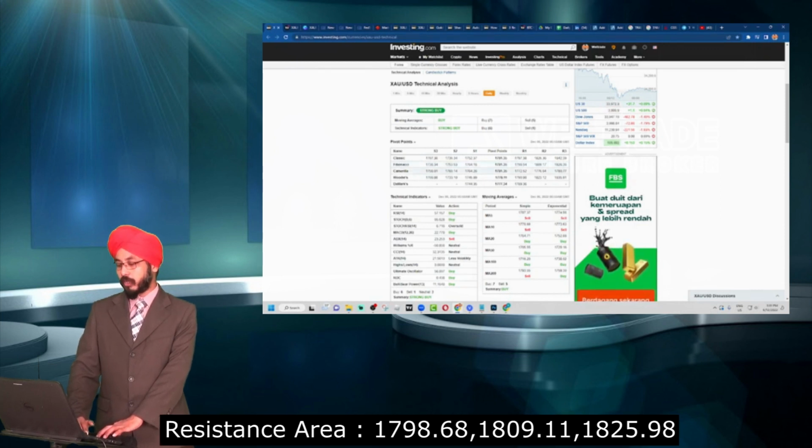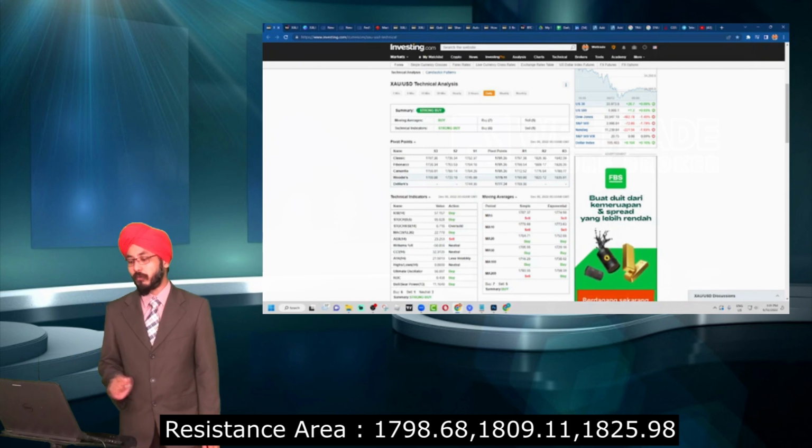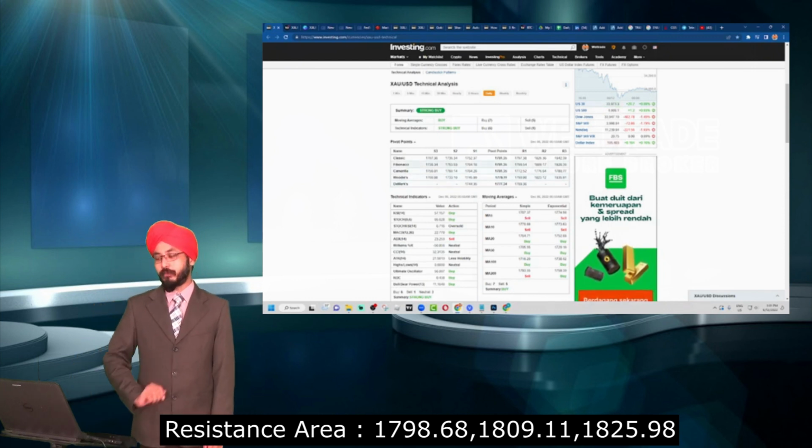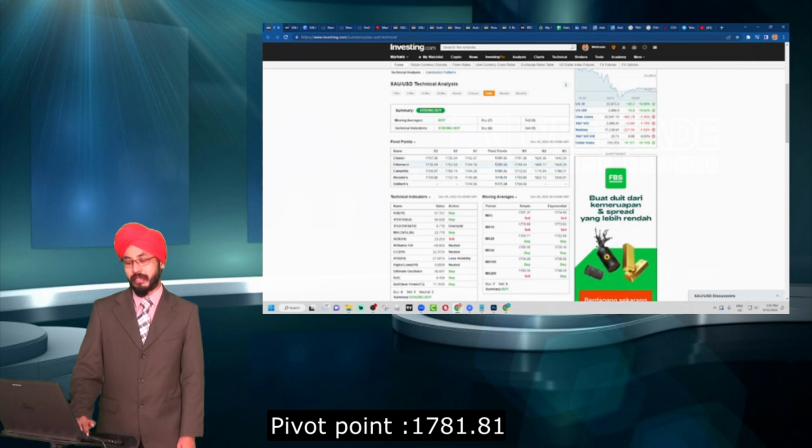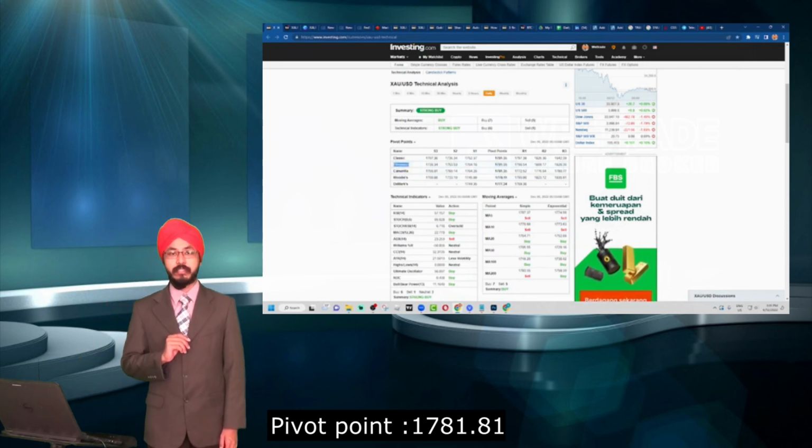For resistance 1, we have 1798.68. For resistance 2, we have 1809.11, and resistance 3 is 1825.98, and this is all based on Fibonacci. And our pivot point would be at 1781.81.